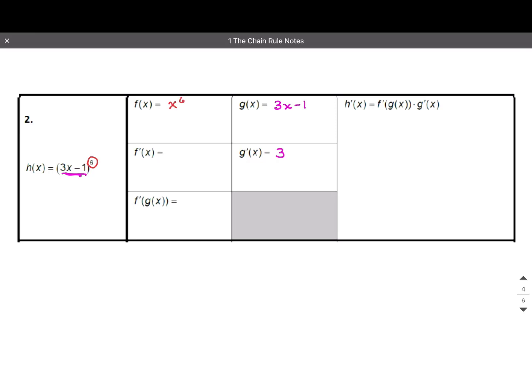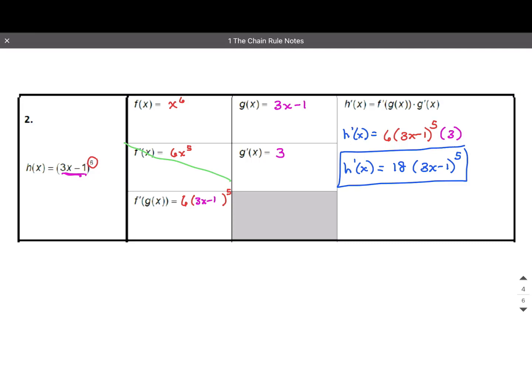Now the outside function is raising something to the 6th. Some people like to do the step where you find the derivative 6x to the 5th, but some people that confuses them, and we like to write 6, keep the inside, raise to the 5th, and then just put the inside in there. So if you want to skip this step, that's okay. All right, now h prime of x, we're going to take that 6 times the quantity 3x minus 1 to the 5th times the derivative of the inside is 3. Now we do have some monomials to multiply. 6 times 3 is 18 times the quantity 3x minus 1 raised to the 5th, and we have our derivative.